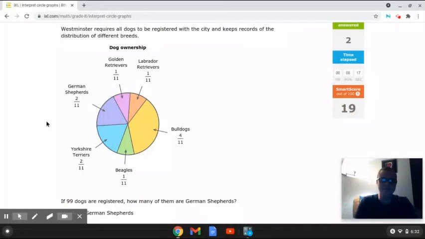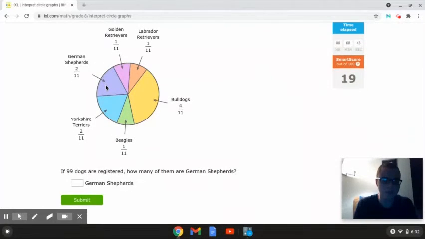Okay, so this next problem reads, Westminster requires all dogs to be registered with the city and keeps records of the distribution of different breeds. Alright, so this circle graph is showing us the dog ownership. And if we look, Labrador Retrievers is 1/11th, Bulldogs is 4/11ths, Beagles is 1/11th, Yorkshire Terriers are 2/11ths, German Shepherds are 2/11ths, and Golden Retrievers are 1/11th. And this question right here is asking, if 99 dogs are registered, how many of them are German Shepherds?